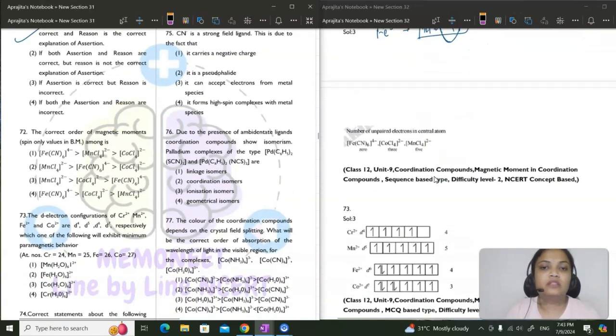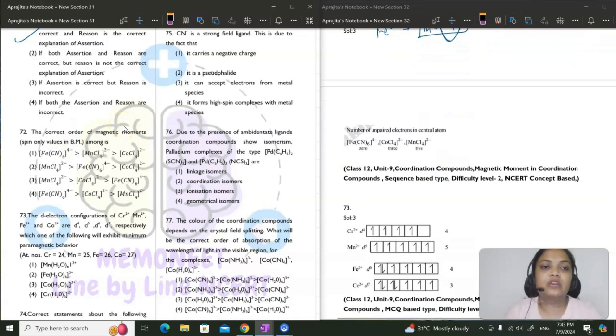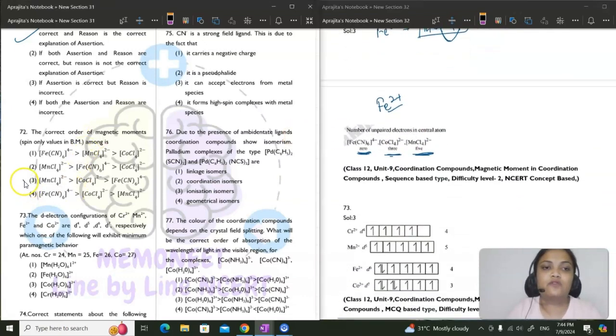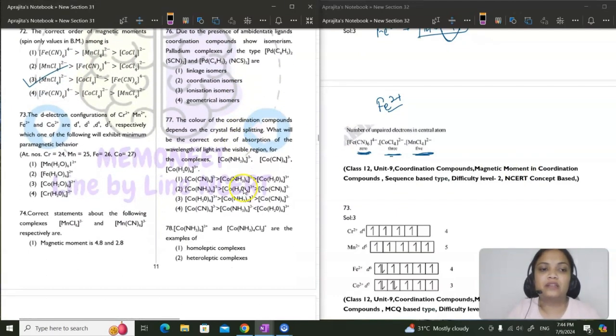Question number 72, correct order of magnetic moment. Again you have to find the oxidation state and then find the number of unpaired electrons. So in Fe(CN)6 4-, iron is in +2 oxidation state and pairing happens, so 0 unpaired electrons. In CoCl4 there are 3, and in MnCl4 2- there are 5 unpaired electrons. That is the order, and the magnetic moment will be highest for the manganese one, then CoCl4 and then Fe(CN)6, because the higher the number of unpaired electrons, the higher the magnetic moment.